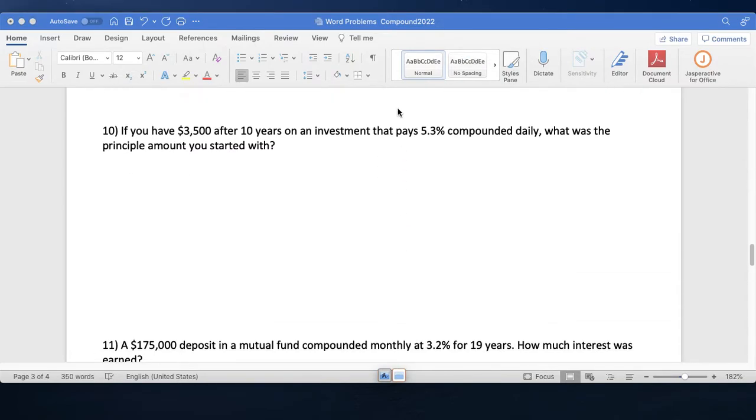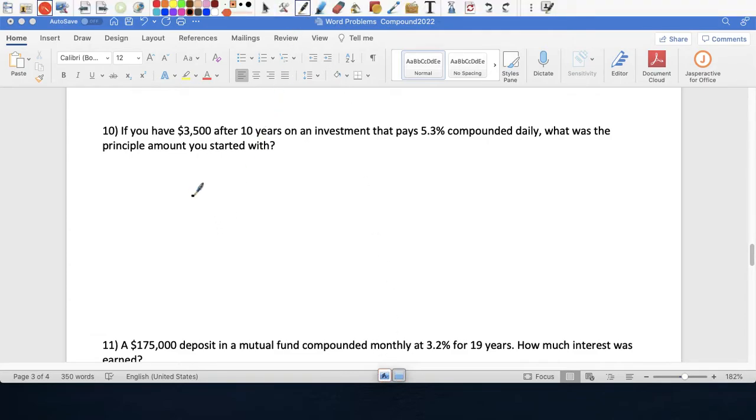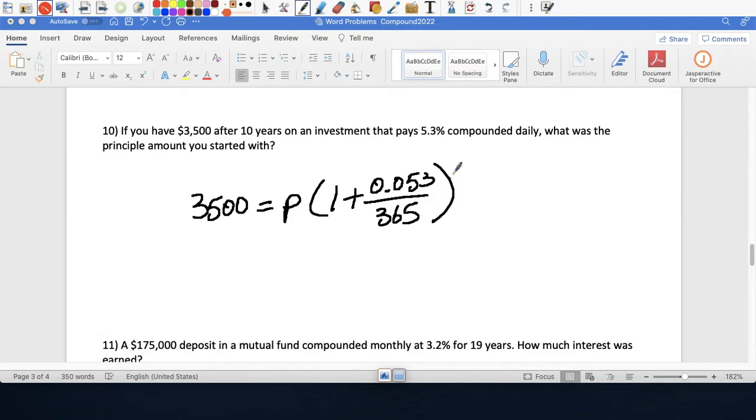Number 10. What was the principal? So here I have $3,500 is what I have in my bank account. What did I start with? 1 plus 0.053, we're going to divide this by 365, compounded daily. So on top here, it's going to be 365 times 10, which is going to give us 3,650. I'm just going to put that number right there, right away. All right. Let's see how much I started, how much money I put in my bank account.